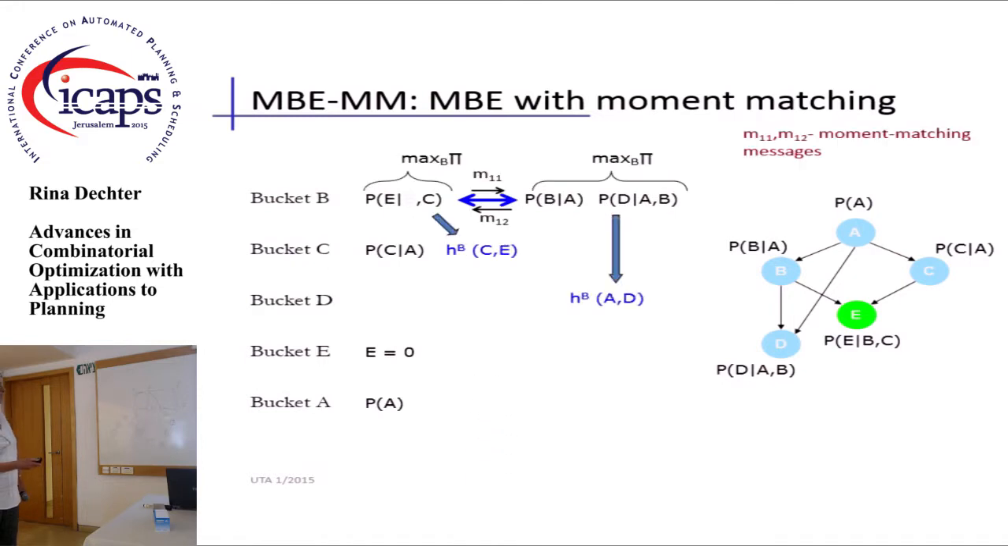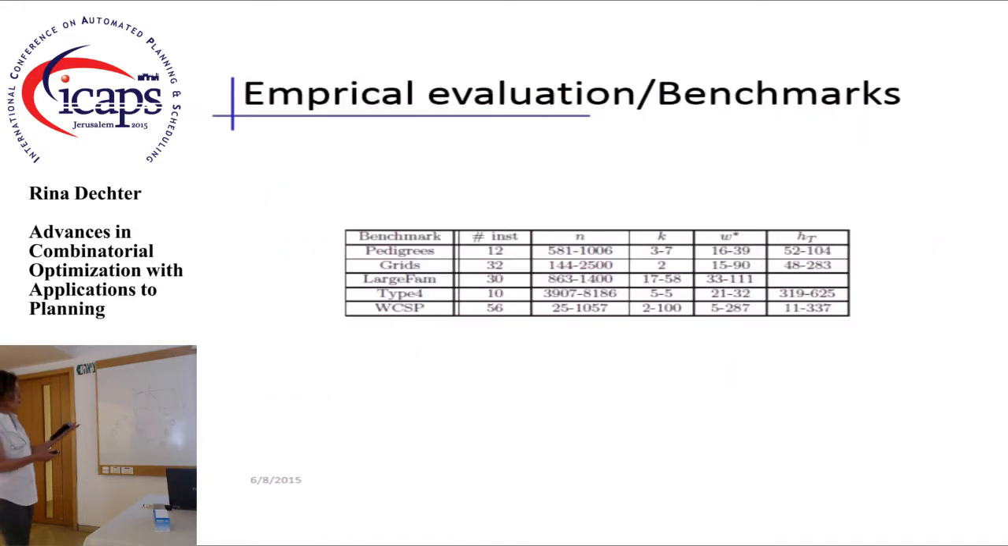Okay, so these are the three ideas that we explored. Let me show you some empirical illustration of what we got. We have a bunch of benchmarks: pedigrees, grids, and large families coming from the constraint community and the probabilistic community. In this case, we have this number of instances, and this is just statistics to illustrate the size of the problems: the number of variables is between 500 and 1,000, the domain size, the induced width range, and the height of the pseudo tree, because that's what we use.